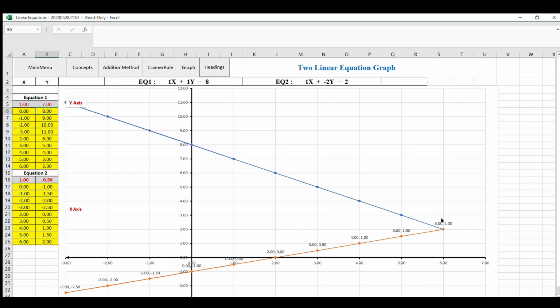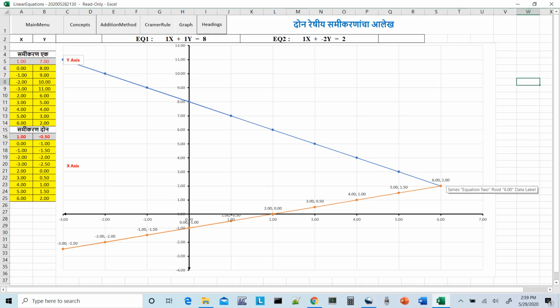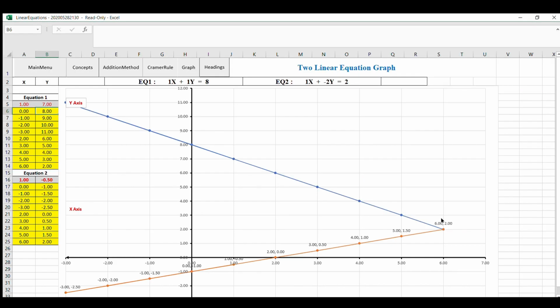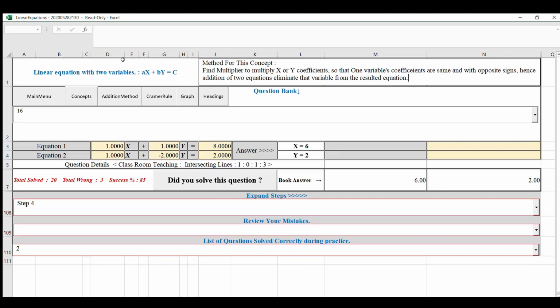6, 2. So your answer is x is equal to 6 and y is equal to 2. These are the xy coordinates of this point of intersection. So this is the way you draw a graph and you solve your simultaneous equations. All right. Now let's get back to a second example.